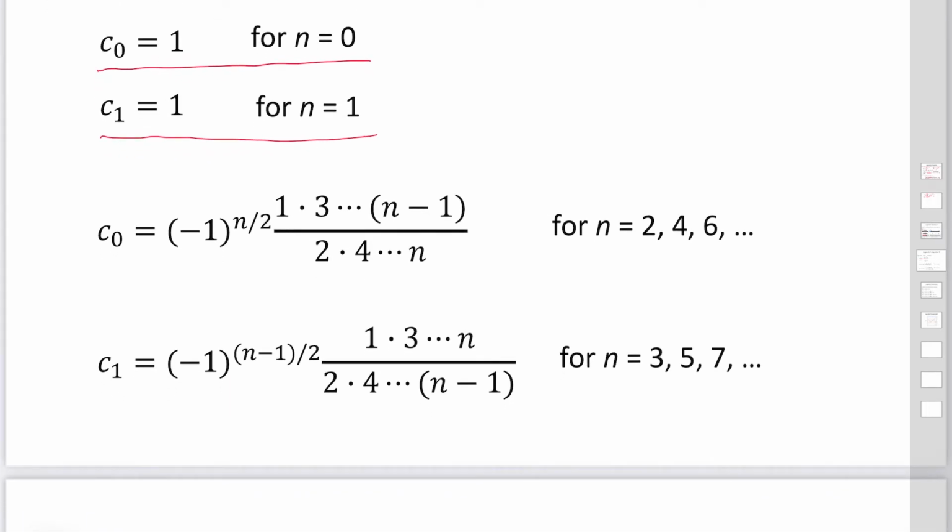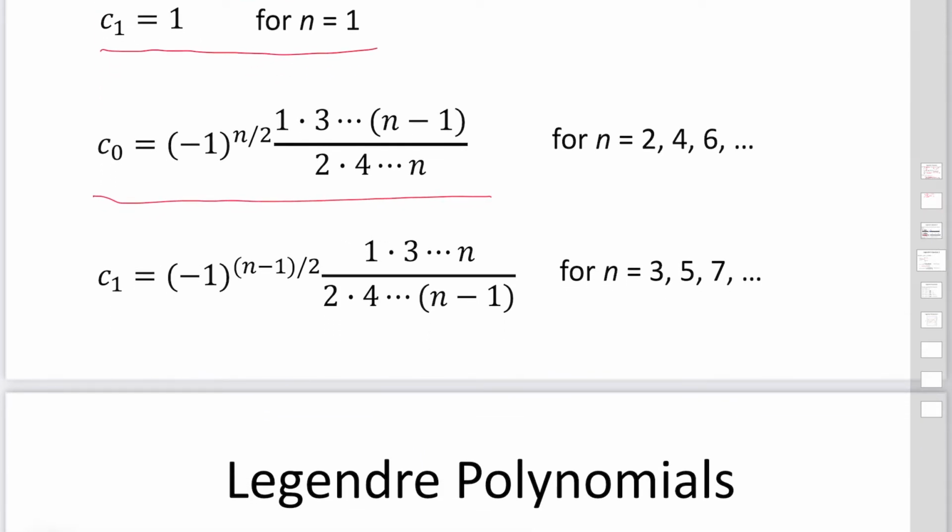For the even integers for n, we choose c sub 0 as negative 1 to the n over 2, times 1 times 3 times and so on up to n minus 1. N minus 1 is an odd number when n is an even number. Over 2 times 4 times and so on up to n. For the odd number of n except n equal 1, c sub 1 is determined this way: negative 1 to the n minus 1 over 2, times 1 times 3 times and so on up to n. N is an odd number. Over 2 times 4 times and so on up to n minus 1. N minus 1 is an even number in the case that n is an odd number.